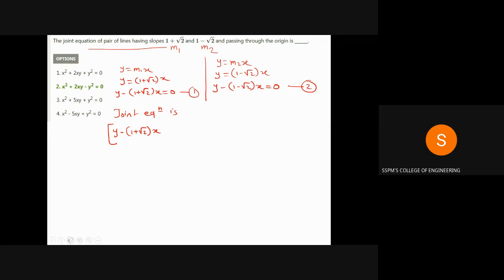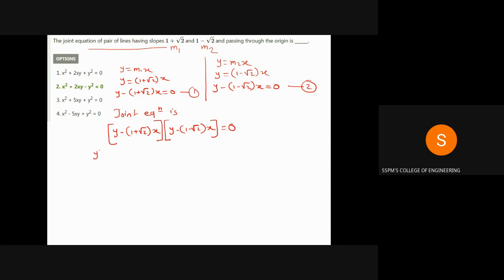This is our first equation, and the second equation is y minus 1 minus root 2 x is equal to 0. So their product will be our required joint equation. So how do you find it? We just multiply it.